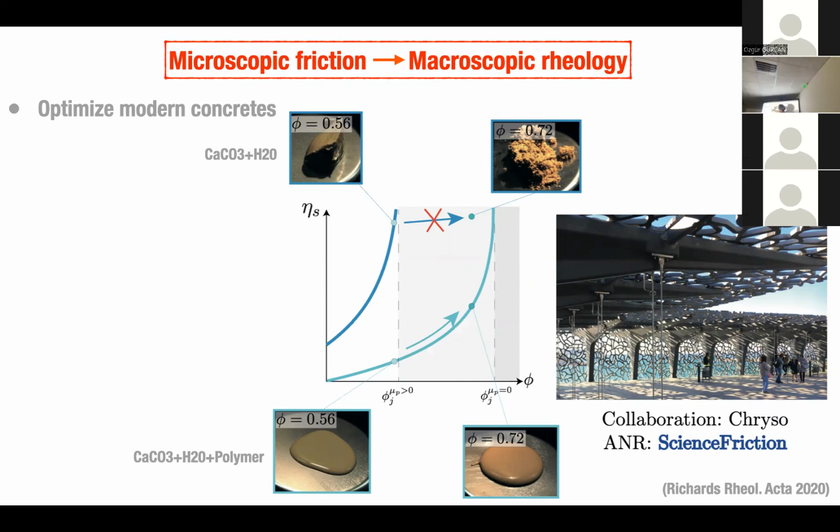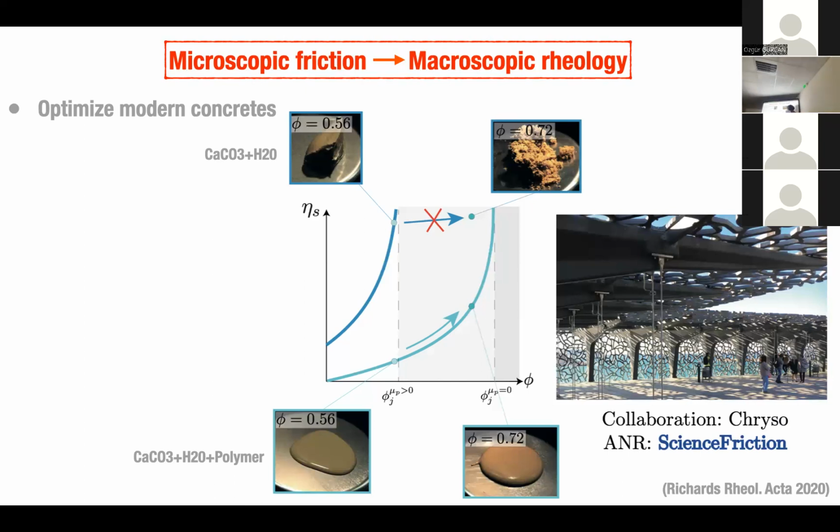If you take a suspension of calcium carbonate and water, you see that it jams at a very low volume fraction. At 56%, it's already a solid. And what people do with modern concrete is that they add a polymer, called the superplasticizer, to the suspension. And what you see is that at the same volume fraction, with a very tiny amount of polymer, the suspension that was jammed is now completely liquid. The interpretation in the framework of the frictional transition model is that the system was frictional, and by putting in polymer, you generate a repulsive force. The grains become frictionless, and now the viscosity is given by the low viscosity branch, right?